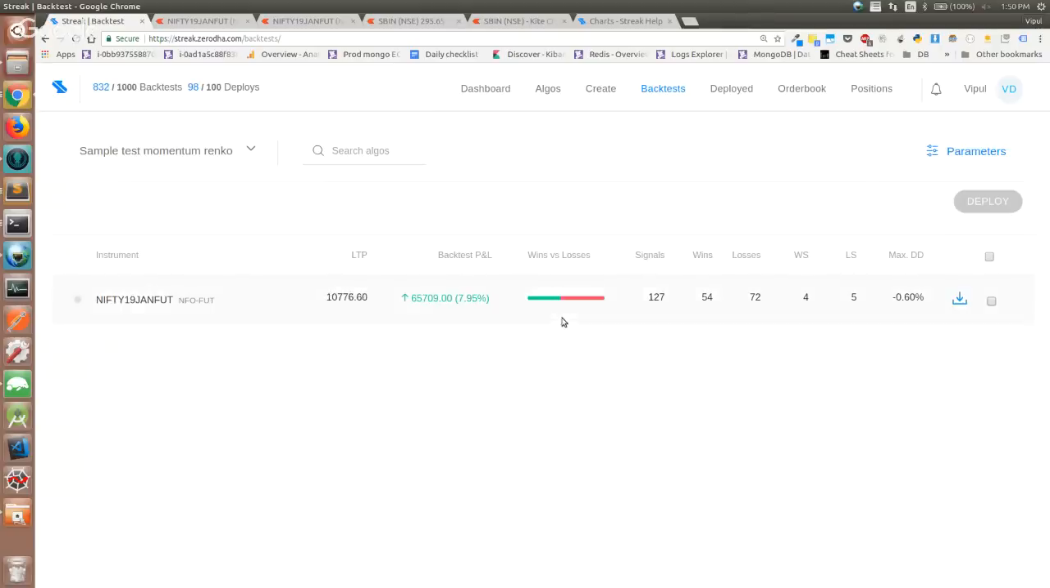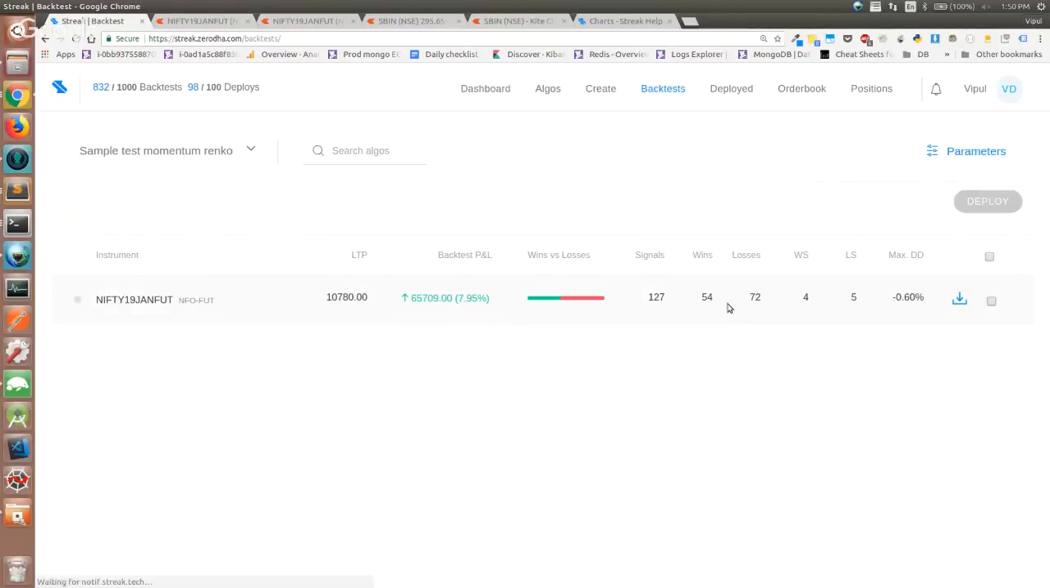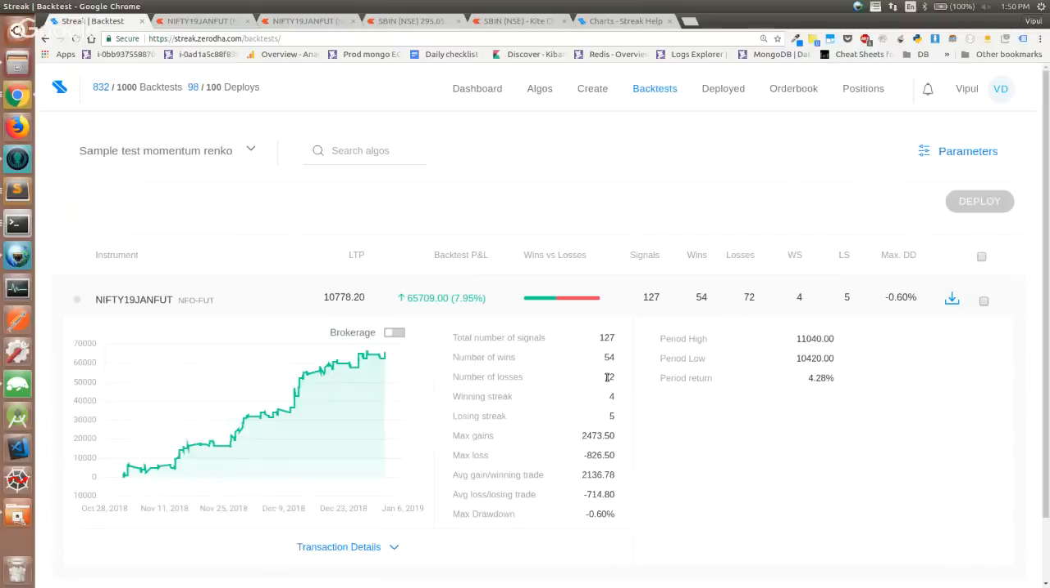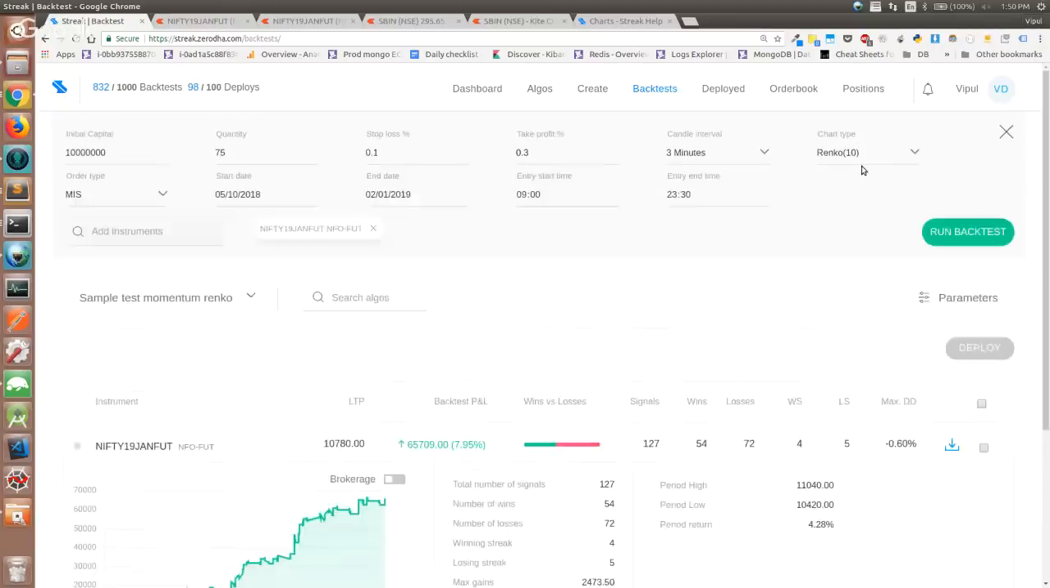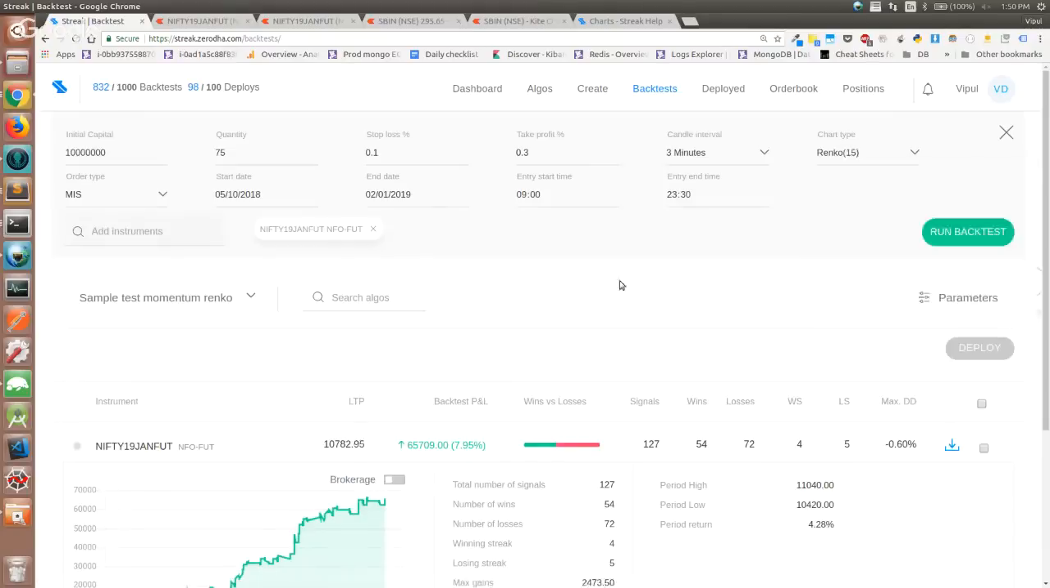Again, we see that this strategy outperformed the Nifty Jan future itself, which gave 4%, while the strategy gave 7.9% with a very small max drawdown, right? But keep in mind the number of losses incurred is higher than the number of wins. This is very crucial. You can always spend some time to optimize this brick size to a value which is suited, which actually captures a price trend.